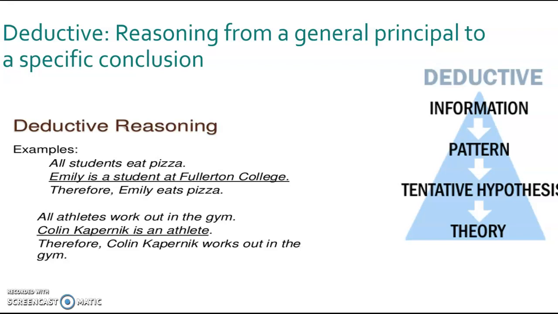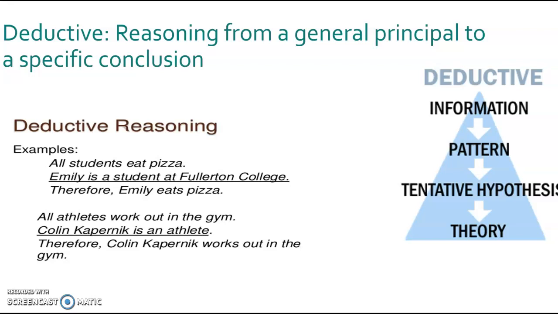So for example, all students eat pizza. Well, Emily's a student, let's say at NSU, therefore Emily eats pizza. So we are taking a general principle and we're making a specific conclusion. Second example, all athletes work out in the gym. Colin Kaepernick is an athlete, therefore Colin Kaepernick works out in the gym.